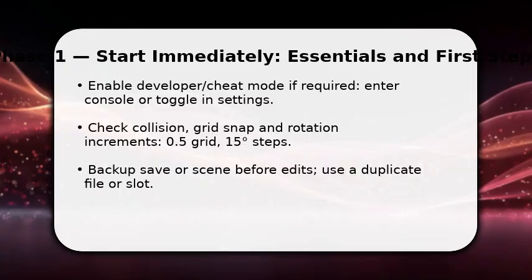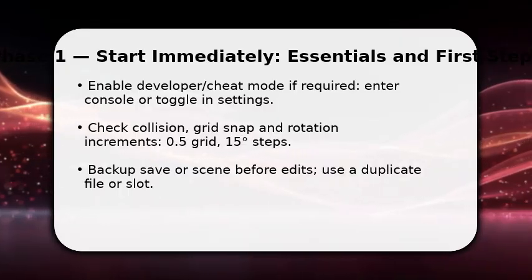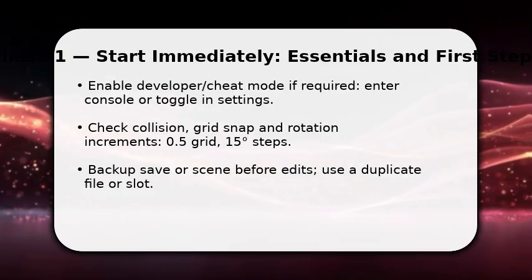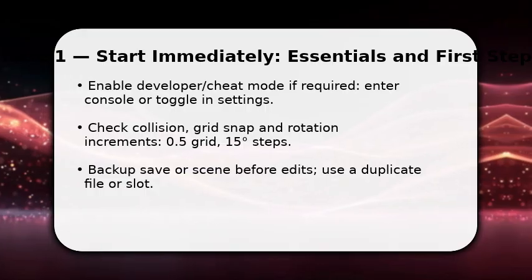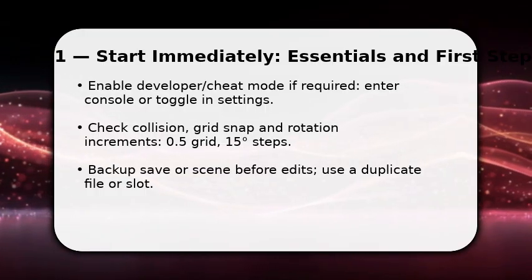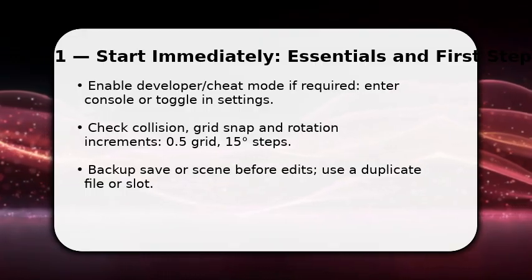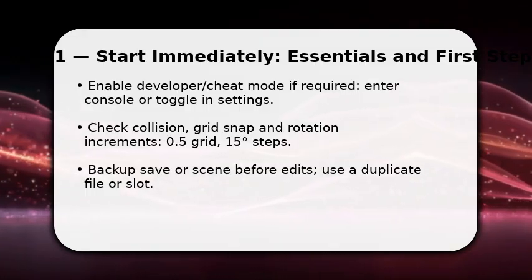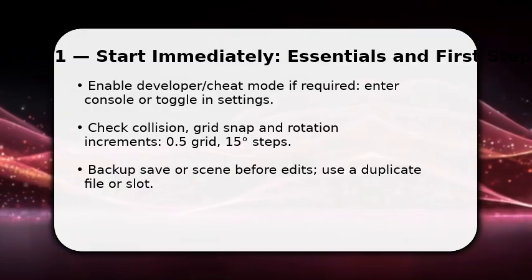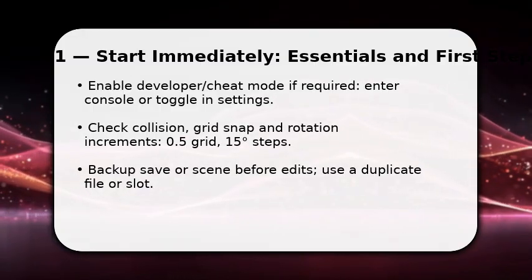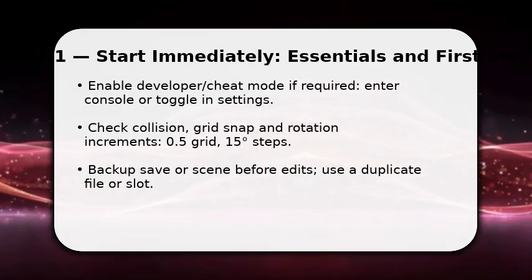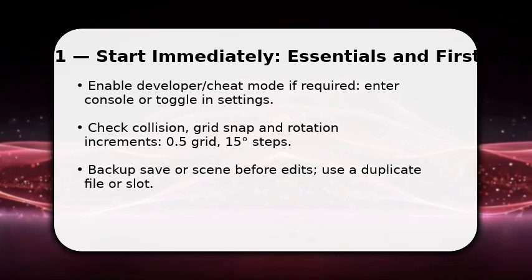Enjoy the video. You start by getting placement controls ready. Enable developer or cheat mode now because you'll need direct object manipulation. Once done, set grid snap to 0.5 and rotation to 15 degrees, and check collision toggles so you can test movement without interference. Make sure to back up the save or duplicate the scene before making changes because you're about to override default safeguards. This reduces risk and lets you revert instantly if placement prevents action.